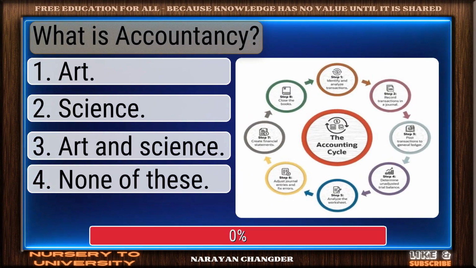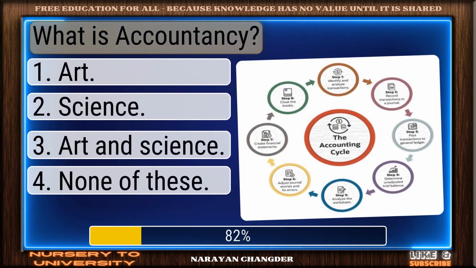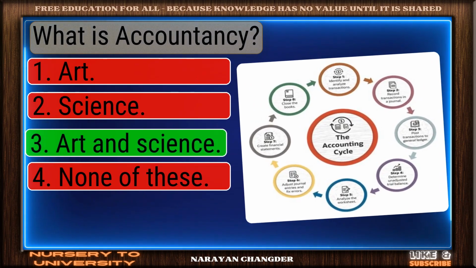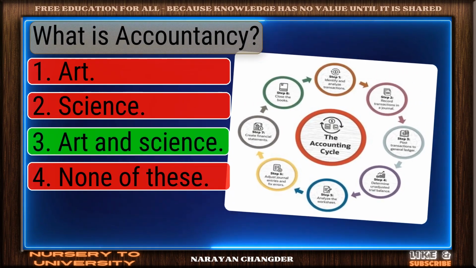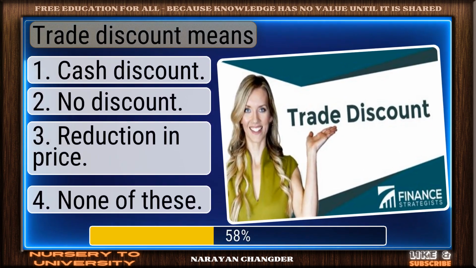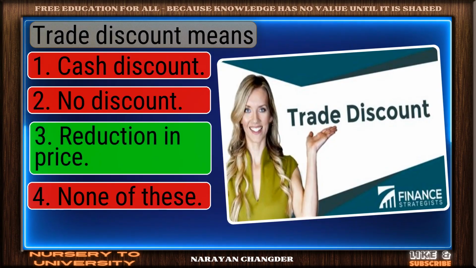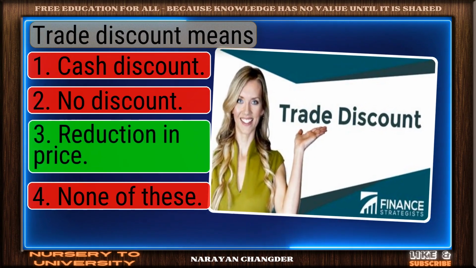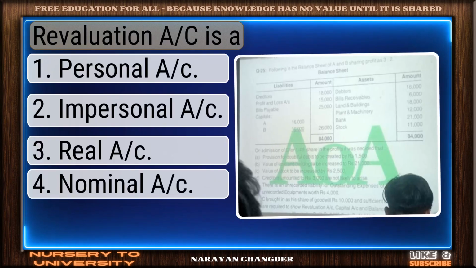What is accountancy? Well reasoned. Art and science is the correct choice. Trade discount means. Good job. Your answer reduction in price works well here.